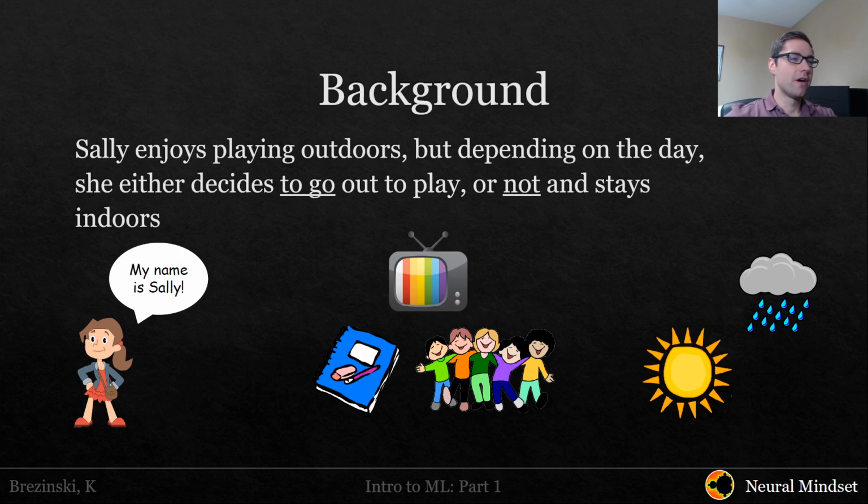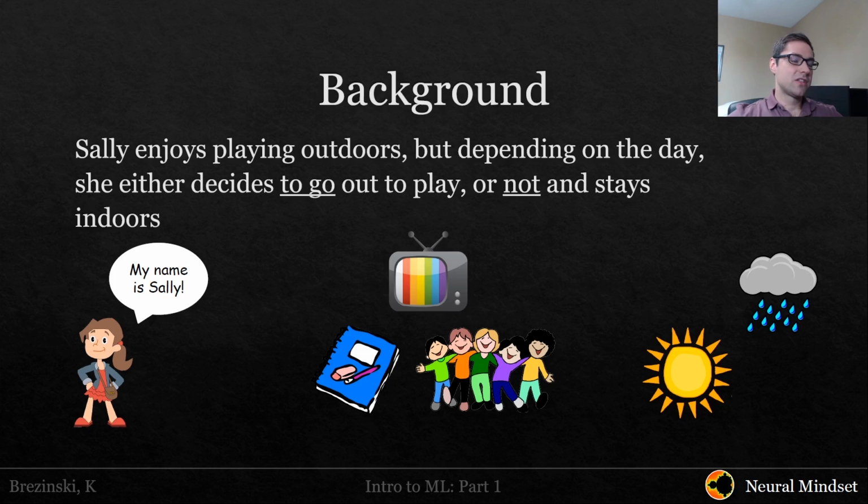So to give you a background on sort of this problem, we can imagine we have a girl named Sally, and here we have Sally in the bottom left. Sally enjoys playing outdoors, just like a typical girl that's 10 to 12. But depending on the day, she either decides to go out and play or not and stays indoors. So she makes that conscious decision every day to stay home, to do all the fun things she loves doing at home, or to go outside and play.